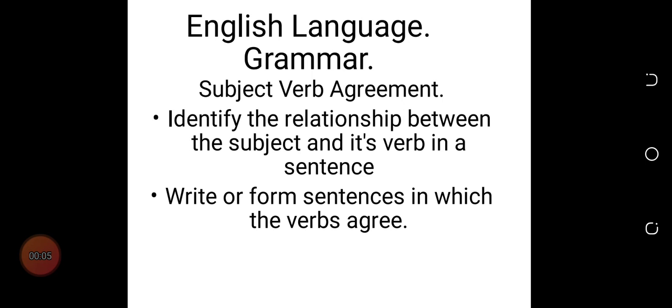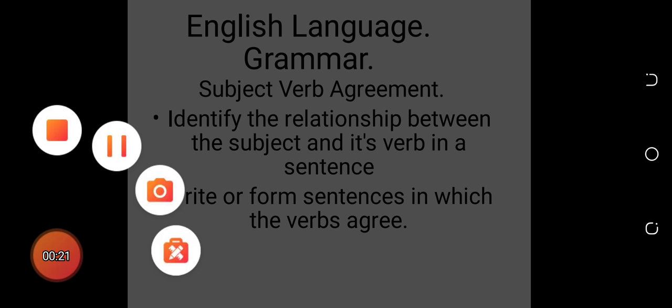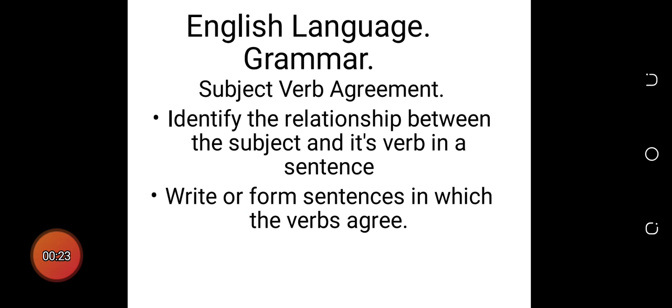You are welcome to today's lesson where I'll be taking you through a subtopic under grammar. We are going to look at subject-verb agreement.